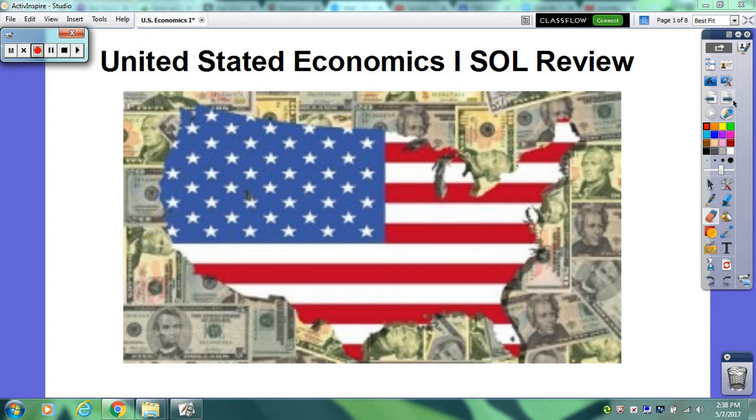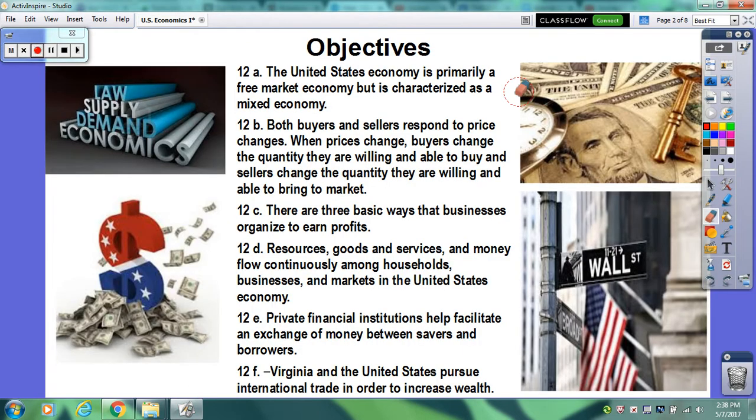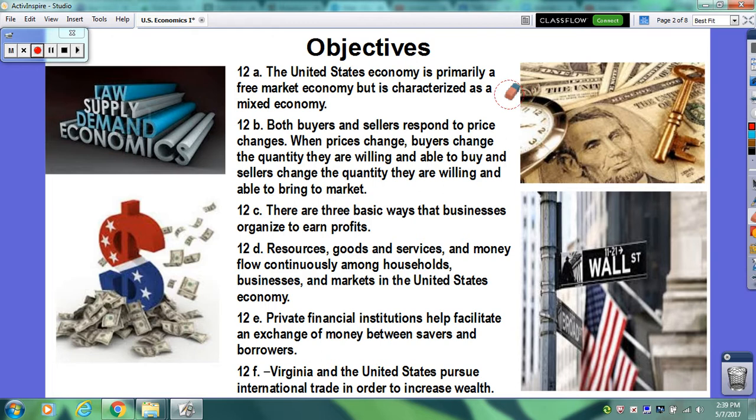So here we go. Our main objectives for today are looking at these points. We're looking to see how the United States economy is primarily a free market, but is characterized as a mixed economy. When both buyers and sellers respond to changes, the prices may change, buyers may change the quantity they're willing to buy, and sellers change the quantity they're willing and able to bring to market. So a lot of this would depend on the variables of supply and demand.